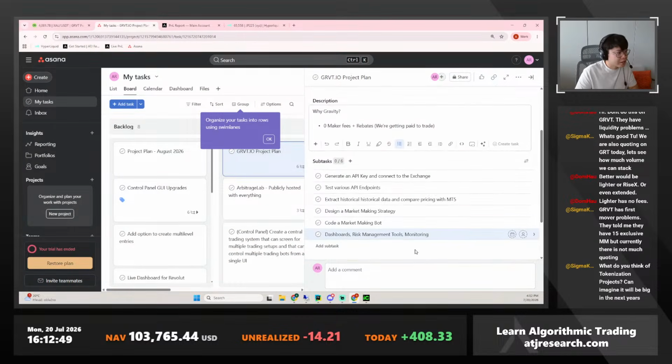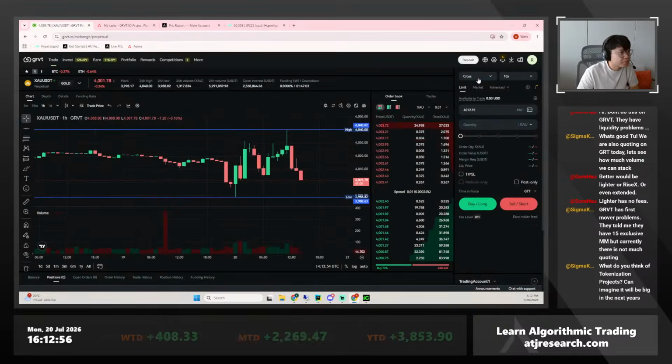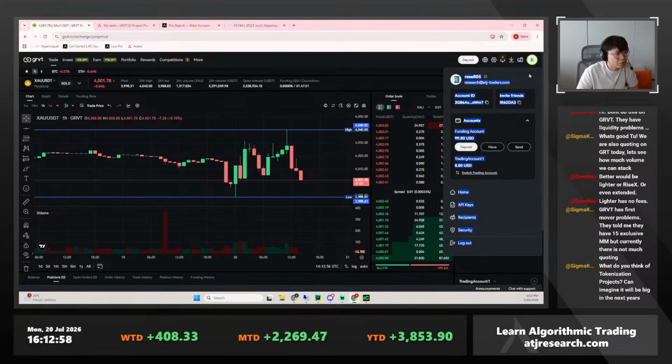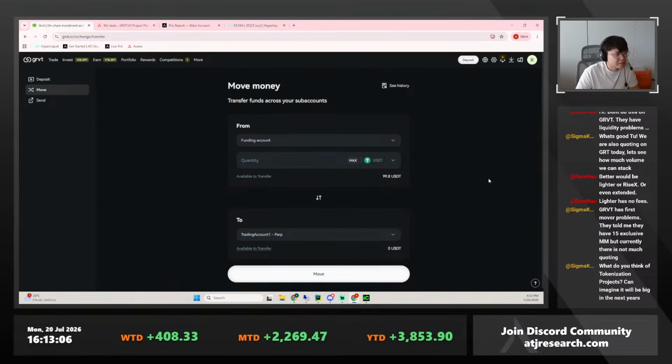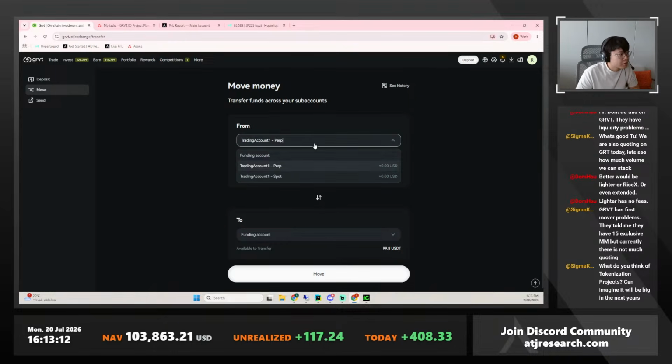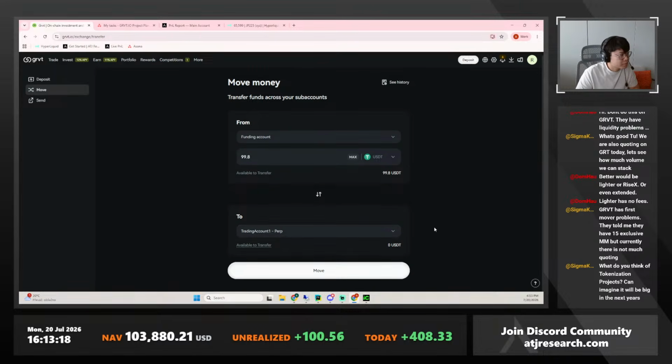Okay, so here I've already written the task. So let's proceed with generating the API key. Today is my first day, so I still need to learn a lot of things. Here I already funded the account with like $100, 99.8. I think there are some small transaction costs, and I'm going to put that money into my perps account from my funding account to my perps account.